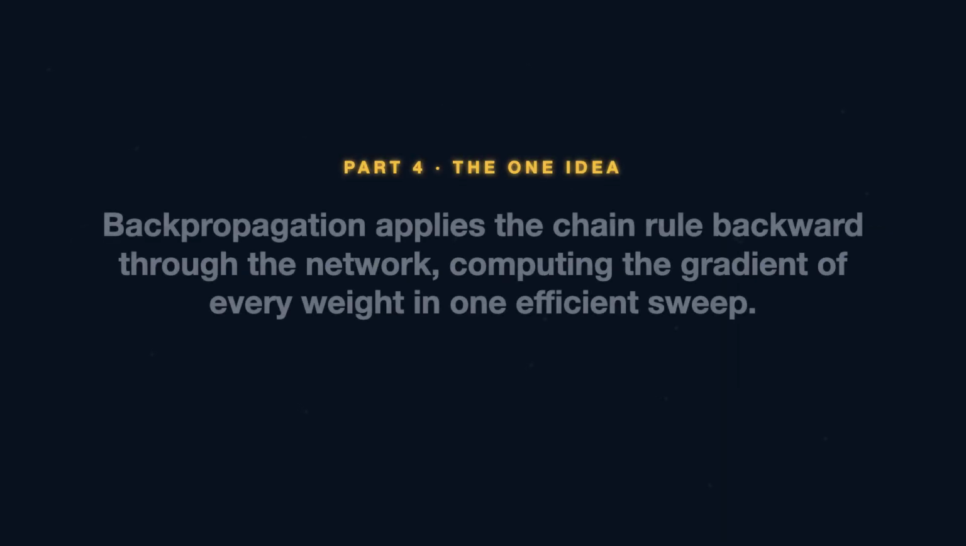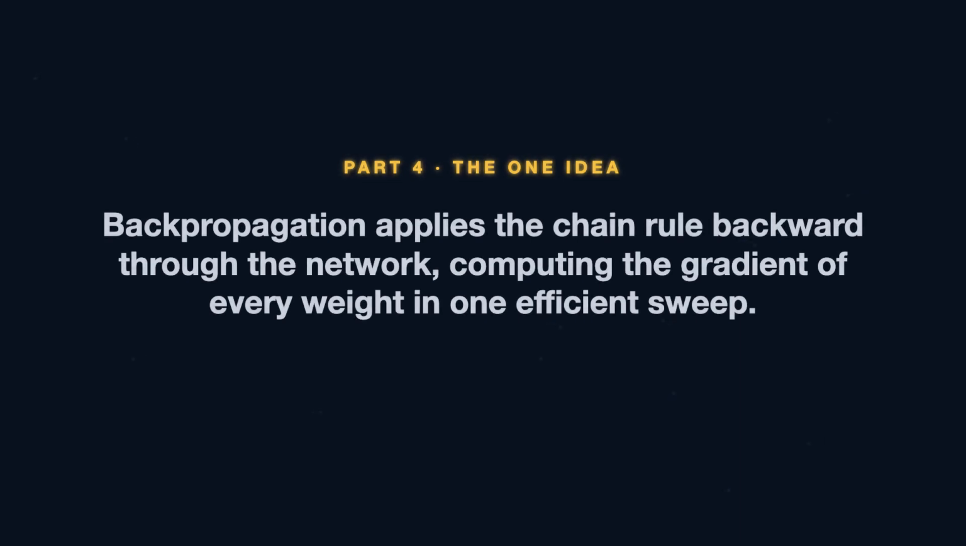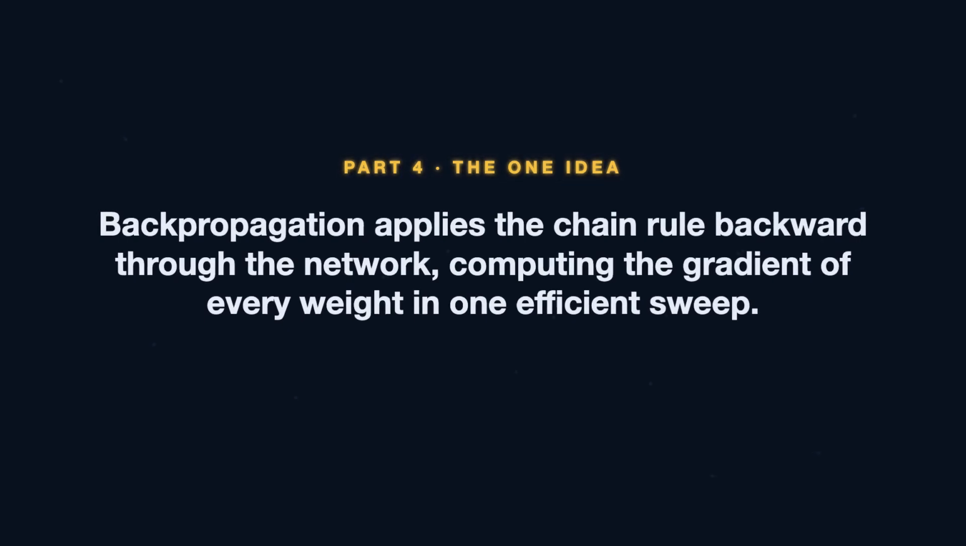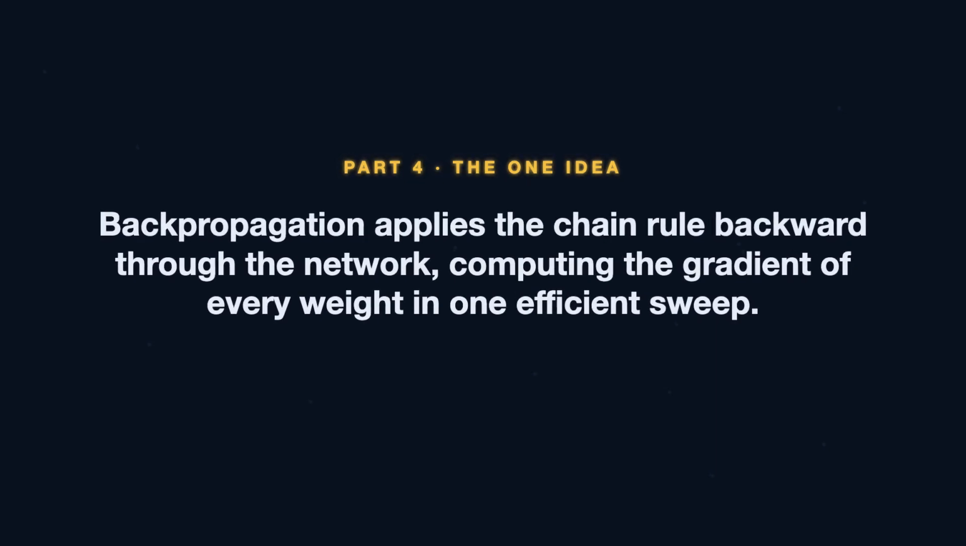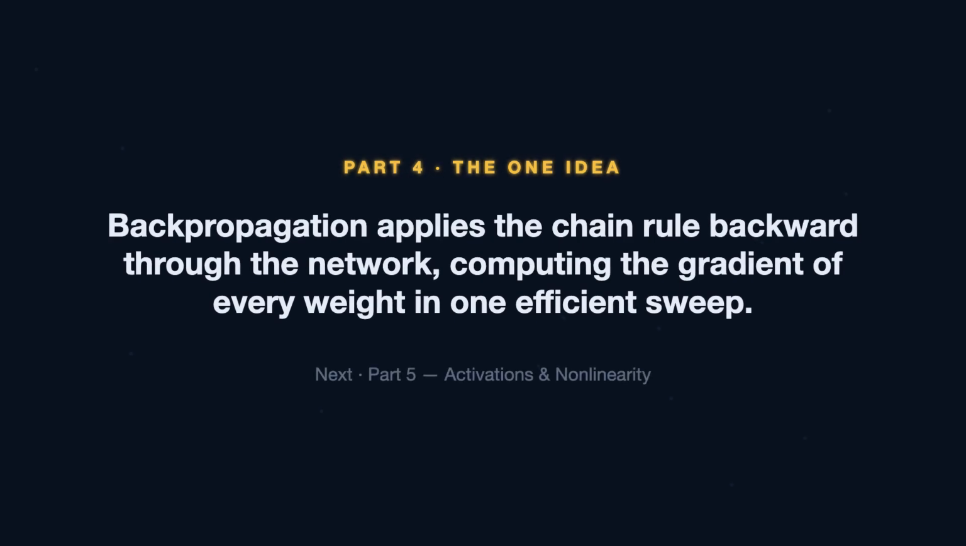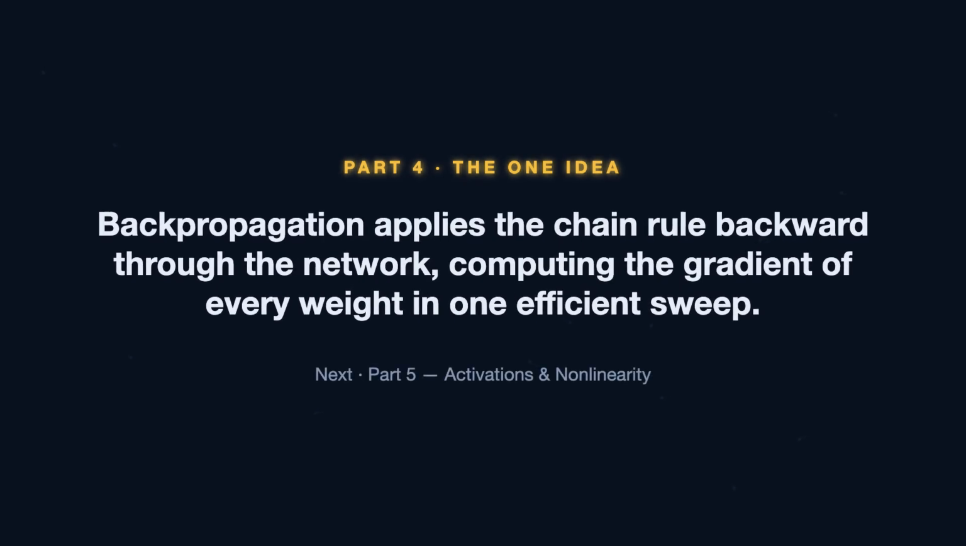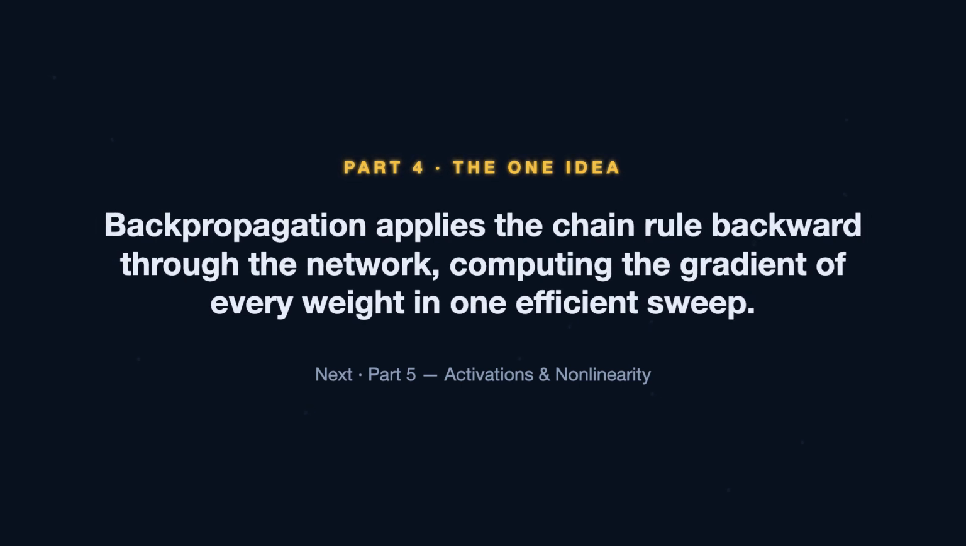So part 4 in one line. Backpropagation applies the chain rule backward through the network, computing the gradient of every weight in a single efficient sweep. The engine is built, we can now train in principle any network we can write down. But whether a deep one actually trains hinges on a small choice at every neuron. Next, part 5, activations and nonlinearity.